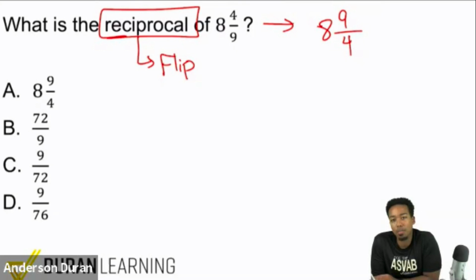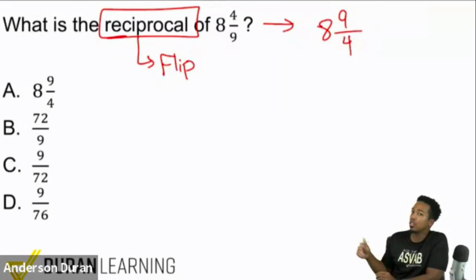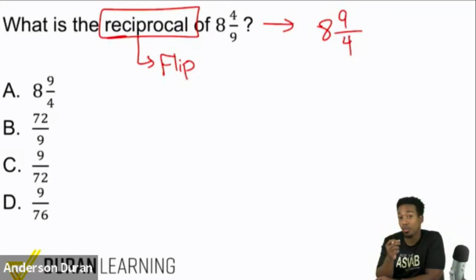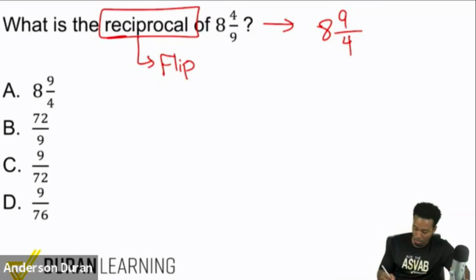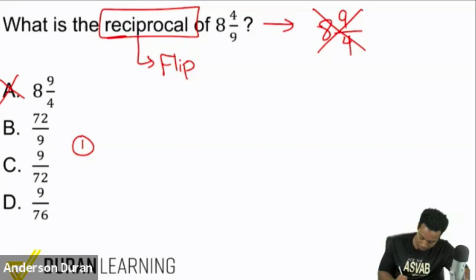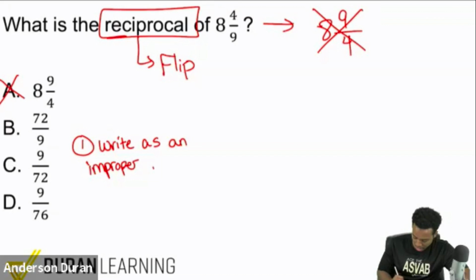Because remember, to take the reciprocal, you have to flip the entire fraction. When you have a mixed number, you're not seeing the entire fraction. You're seeing it in bits and chunks. So what we have to do here is turn that 8 4/9 into an improper fraction first, and then flip. So that is incorrect. It's not going to be A. Step one needs to be, again, write it as an improper fraction, and then we're going to flip.